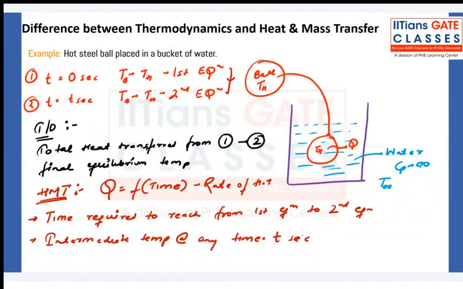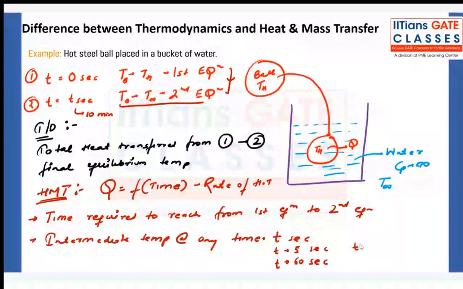Let's say the final equilibrium state is reached after 10 minutes. Heat transfer can tell you what the temperature is at t equals 5 seconds, or at 60 seconds, at 1 minute. So when heat transfer is taking place, it can tell you the intermediate temperature at any given time. Is it clear what the difference is between thermodynamics and heat and mass transfer? In thermodynamics we do not care about time.